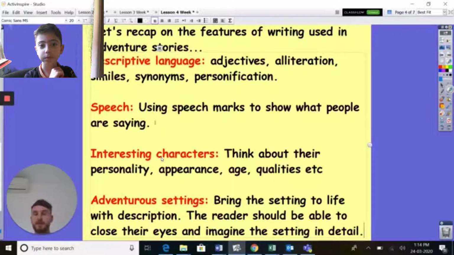Thinking about speech, so dialogue between the characters, to show what people are saying, that's quite an important one. Make sure your characters are interesting, so don't just describe their appearance, tell us what their personality is like, how old they are, and also, as we said before, bring your setting to life with lots of detailed description, okay? You might want to test that on someone at home, read it to them, and see if they can begin to build up a nice mental picture.